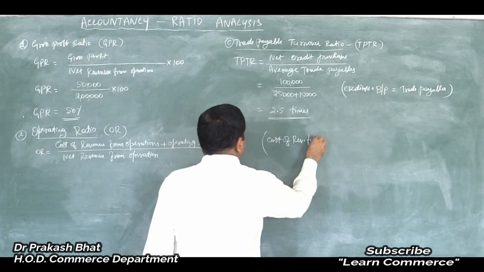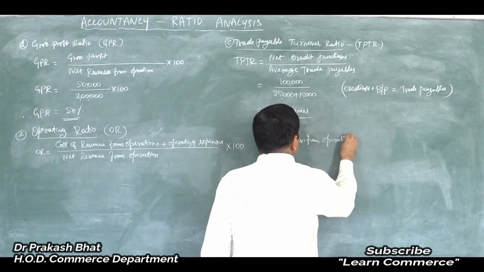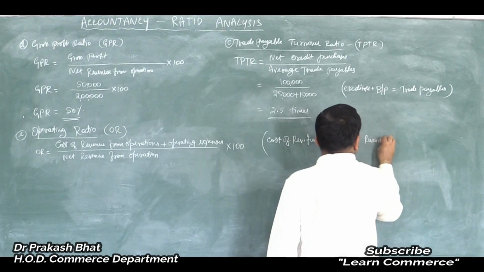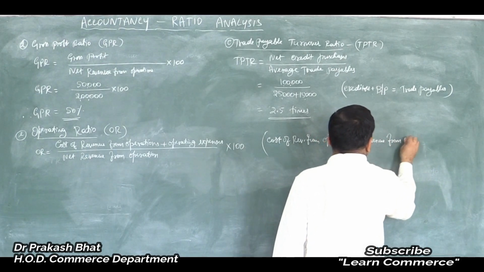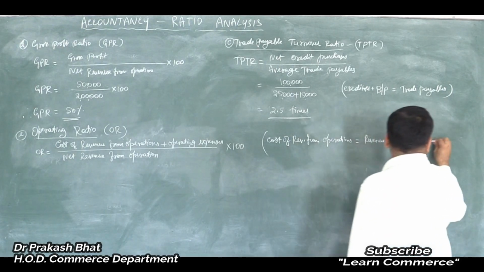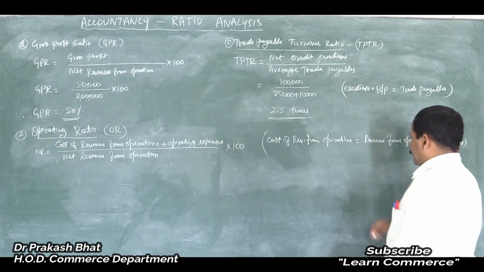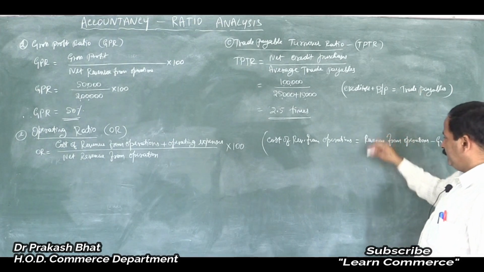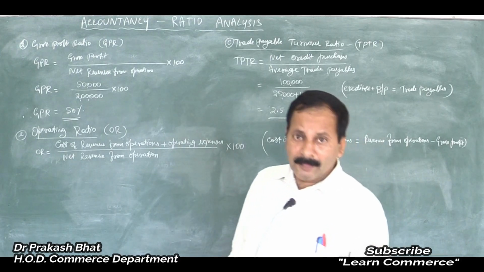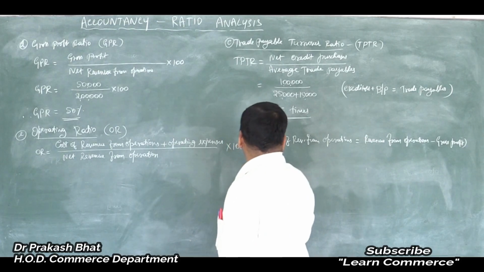Cost of revenue from operations is equal to revenue from operations minus gross profit. Revenue from operations means what? Revenue from operations means sales. Very simple. Don't get confused. Okay? Then operating expenses.